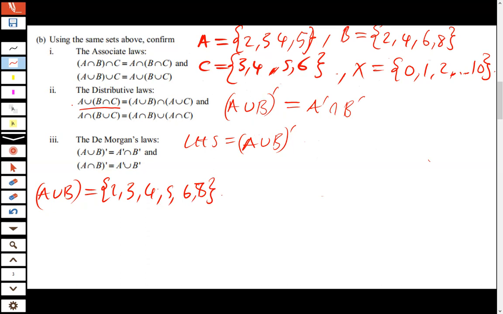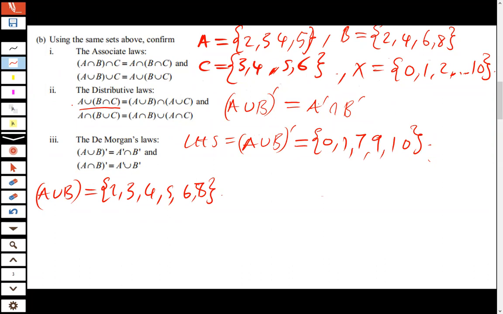So after that, we find the complement of this. The complement of this set, given the universal set from 0 to 10, is simply 0, 1, 7, 9 and 10. Yeah, so this is the left-hand side. Let us now find the right-hand side.